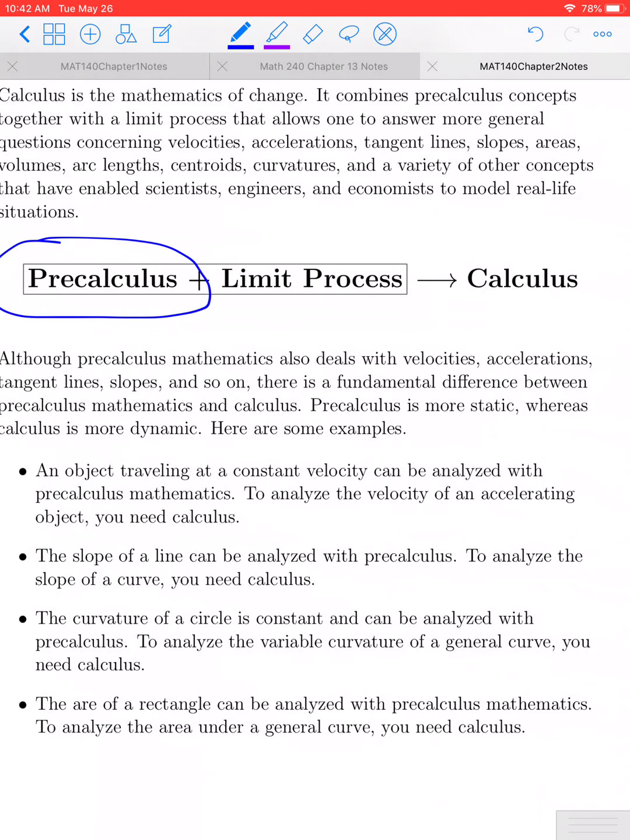Once we introduce in this chapter the thing called the limit process, what that is going to enable us to do is to push our pre-calculus concepts even further. And with the combination of the stuff we've learned before with this limit process, that's what's going to take us into calculus.